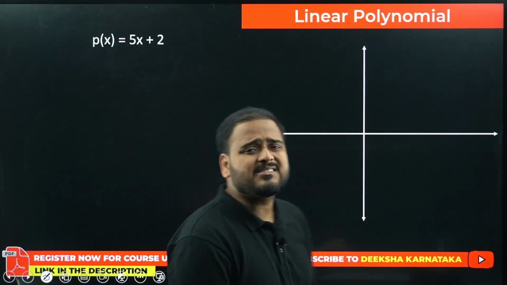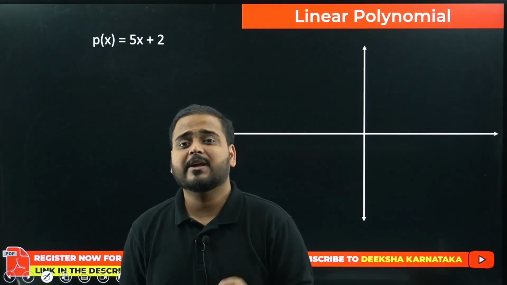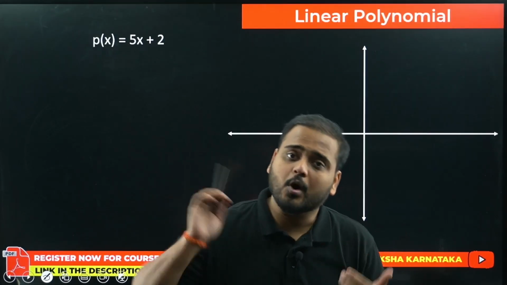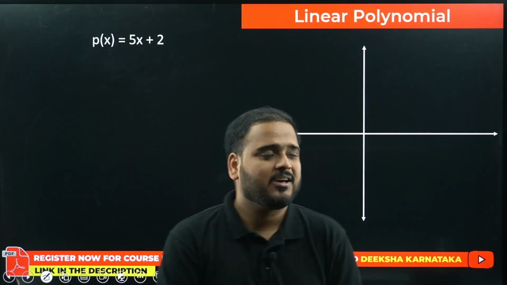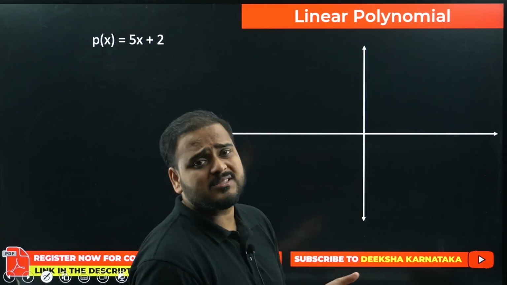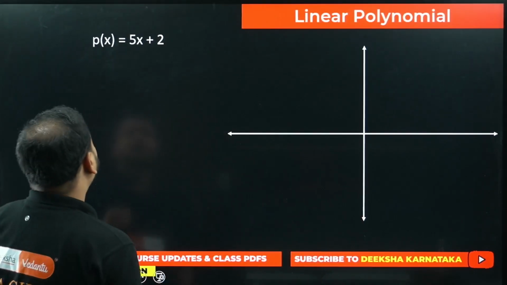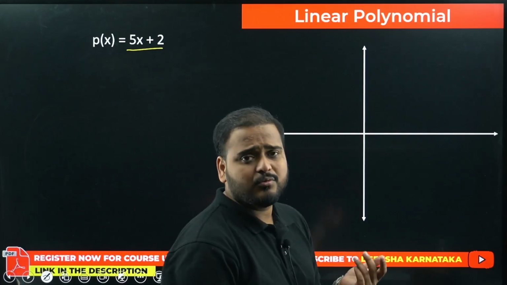So I've taken examples of cubic, quadratic and linear to explain what it actually means, and we'll plot them on the graph, on the Cartesian plane here, and we'll see. So first one, p(x) equals 5x plus 2. Again, what type of polynomial is this? Linear polynomial. Very simple. So what is the way to plot this? You have learnt to plot this, right?